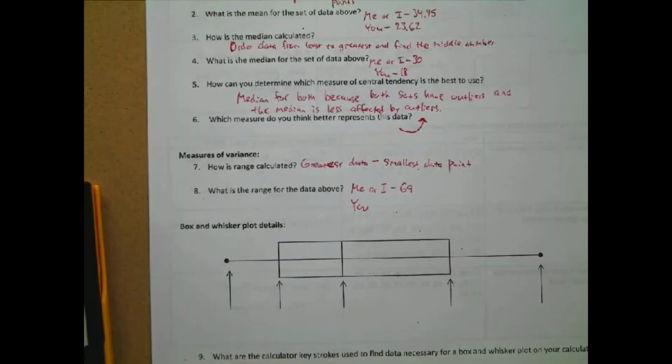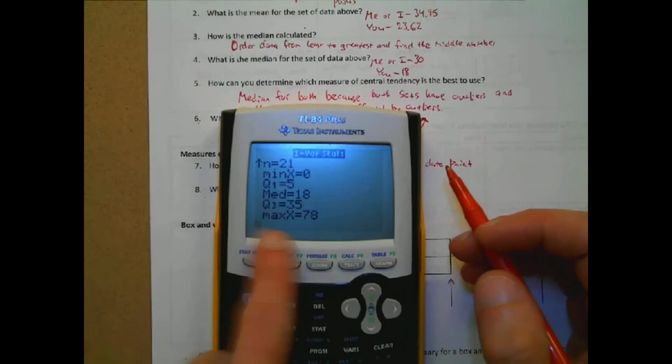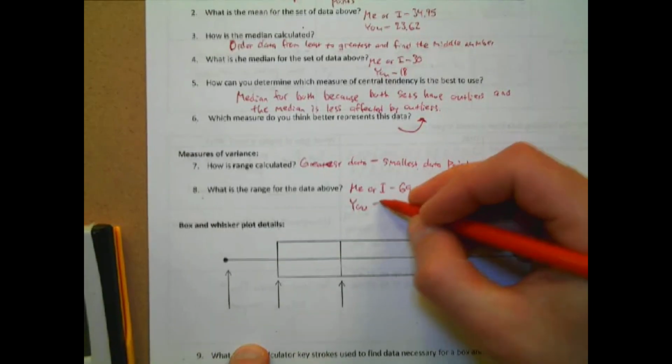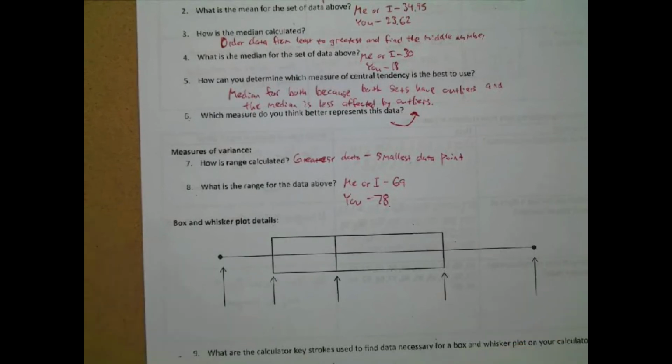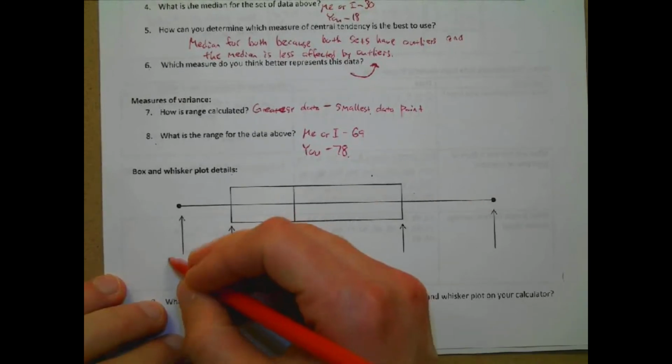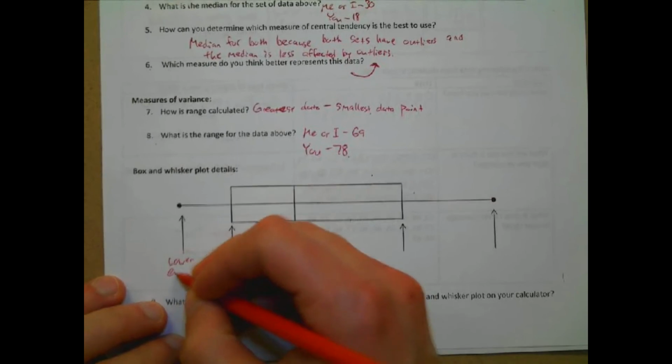Okay, to find that, you can use your graphing calculator as the 1 var stat as well. Right, 1 var stat, this is for L1 by the way. My minimum is 0, my maximum was 69, so the range for the me's or I's is 69. Okay, and then for the U's, I'll have to redo the U's here. So stat, calc, 1 var stats, my L2. Okay, my minimum was 0, my maximum was 78. So I had a greater range for the U's, 78.